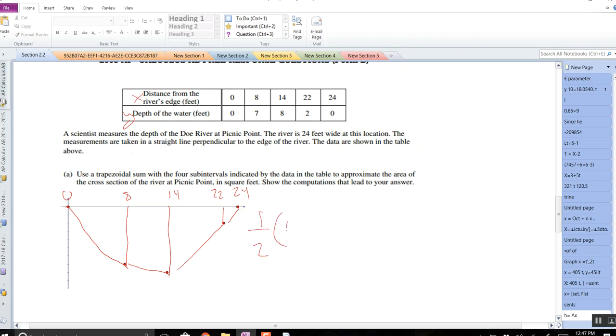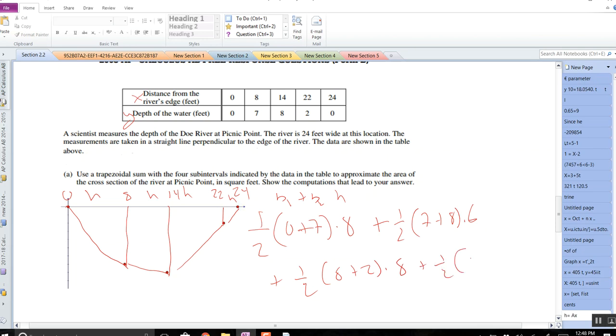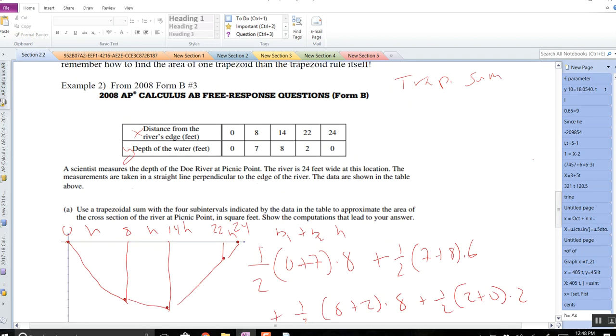1/2 times 0 plus 7 times 8. So remember, this is your b1, that's b2, and this is the height of each trapezoid. But of course, it's a right triangle, so that's what you get. Then 1/2 times 7 plus 8 times the spacing there, which is 6, plus 1/2 times 8 plus 2, times that spacing, which is 8, plus 1/2 times the y value of 2, which is 0, and that spacing, which is 2. And this will help you to get the area that we're looking for.